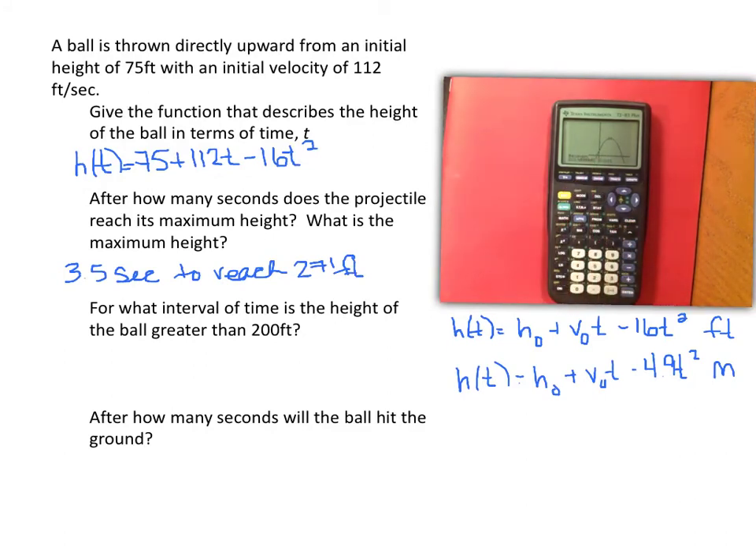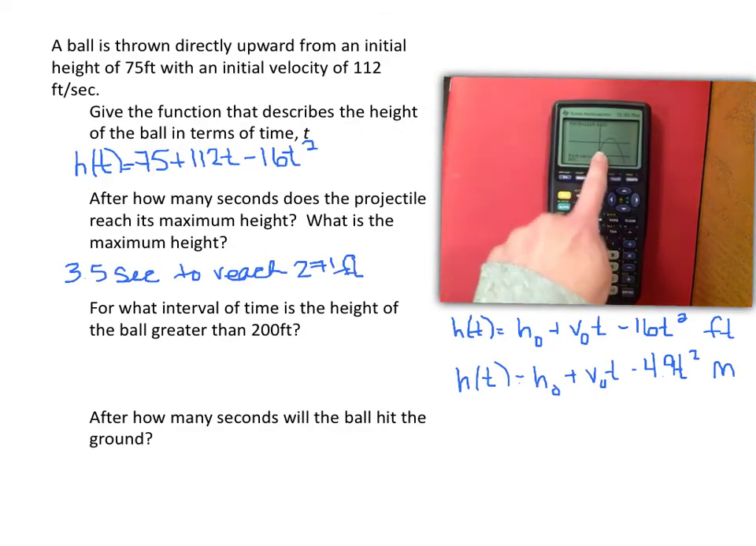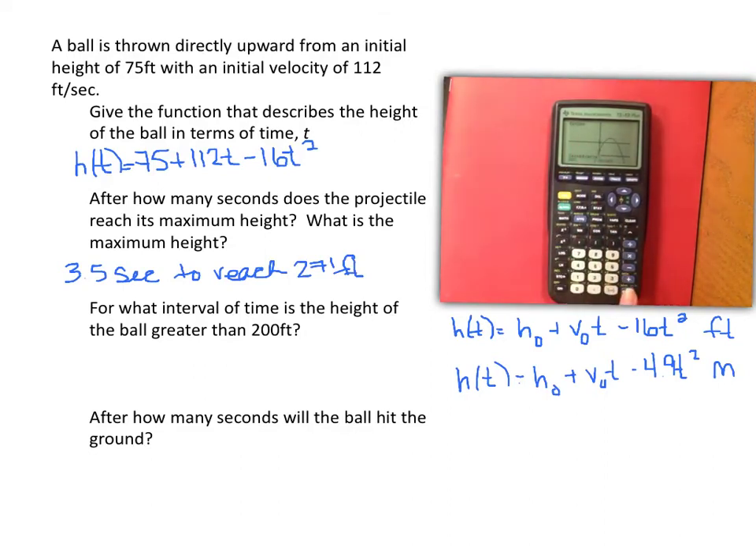The next one, for what interval is the height greater than 200? Well, that's easy enough. I go to my y equals, because y is my height, and I want to see 200. Now it draws a line. All I have to do is find the intersection of this curve and this curve, and it asks for a guess, so you want to put it near the point of intersection. And I've got 1.39.